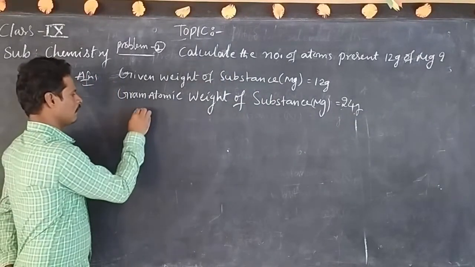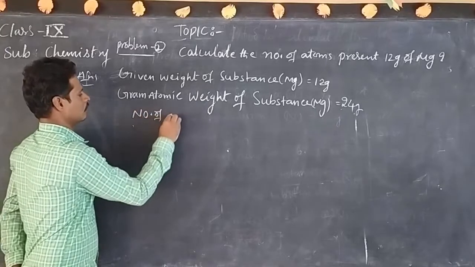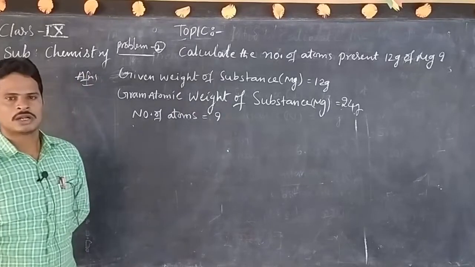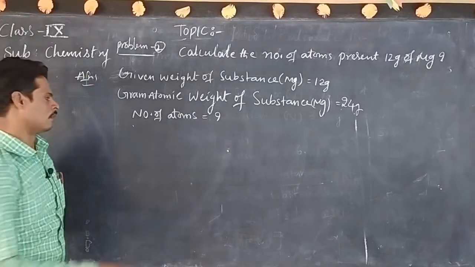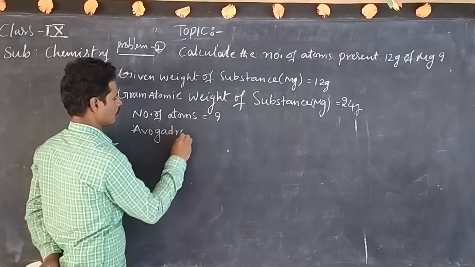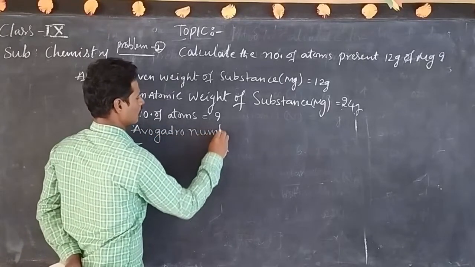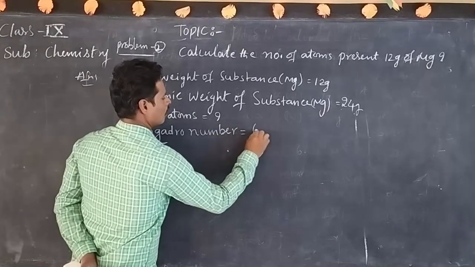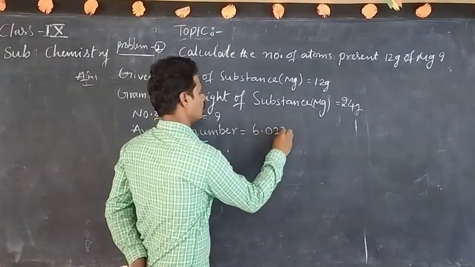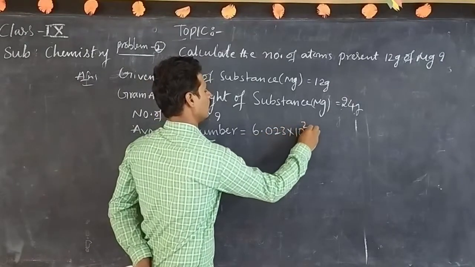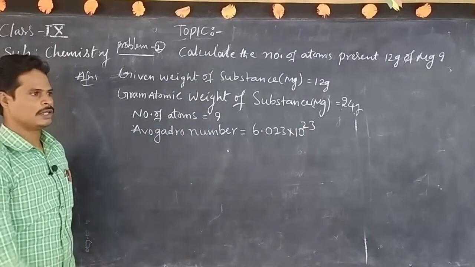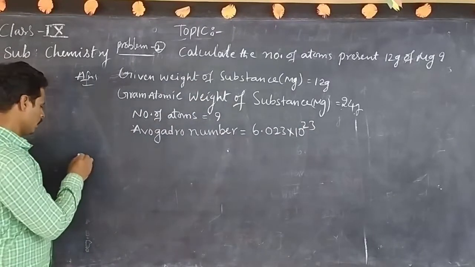Then which one do I have to calculate? Number of atoms equal to question mark. But we know the Avogadro number. What is the value of Avogadro number? 6.023 into 10 to the power 23. Now what is the formula? We can apply the first formula.